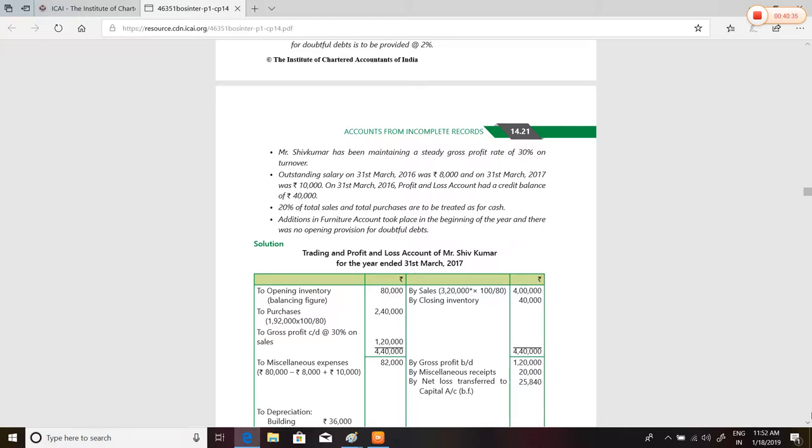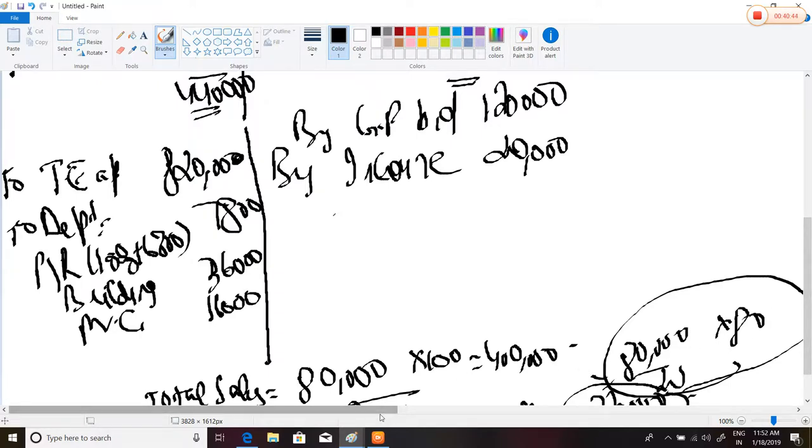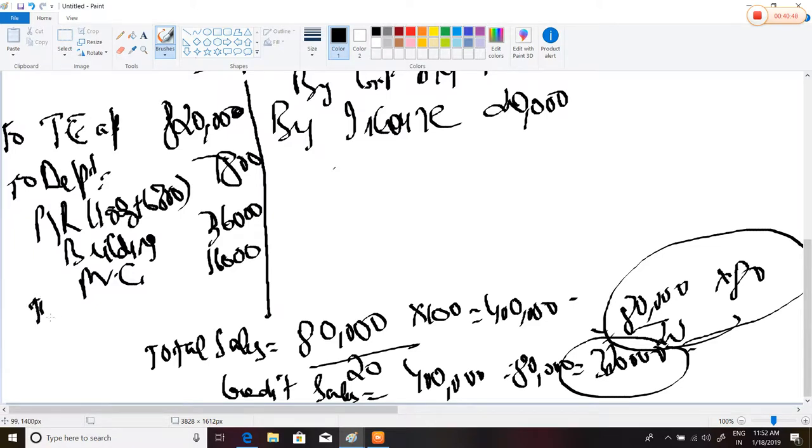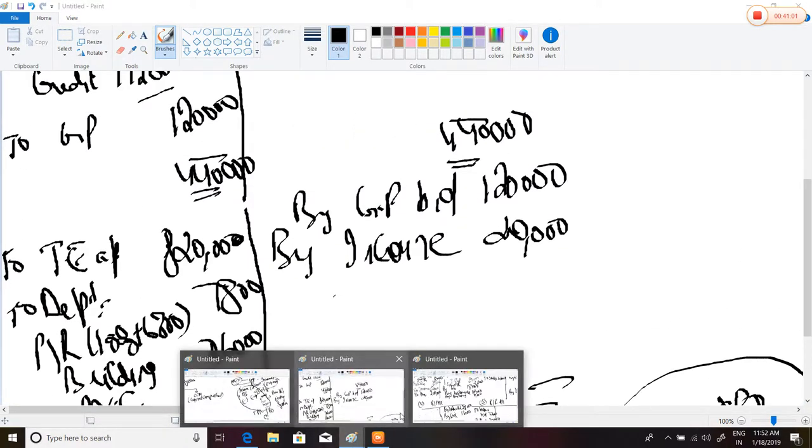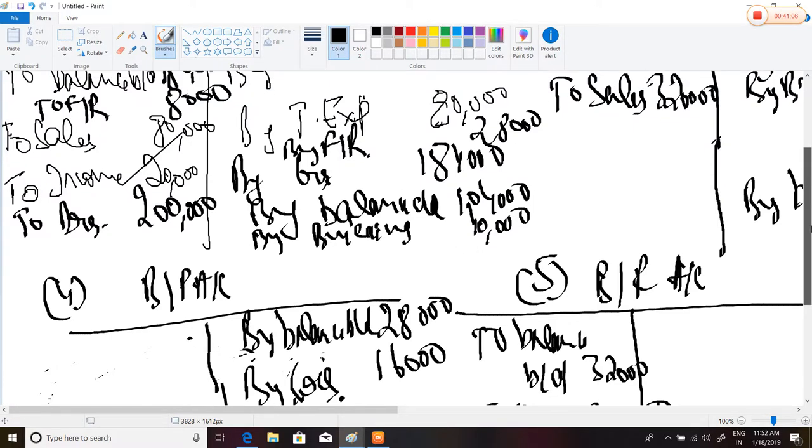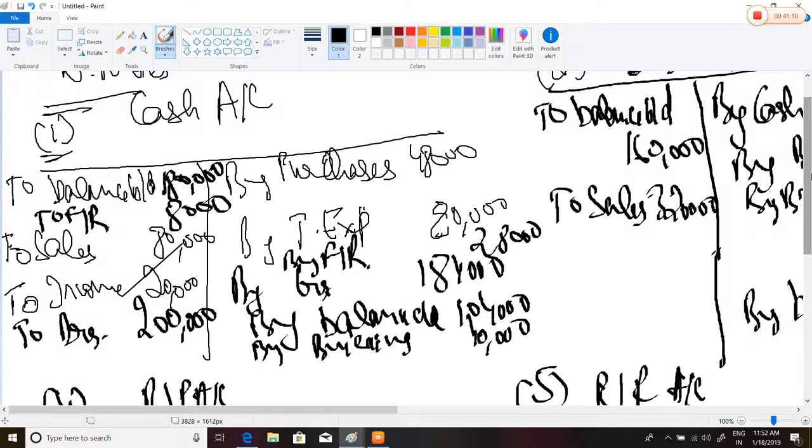The question is solved now. We have to just close the accounts. Now let's see. We have to close the accounts now, for provision for bad debts and for net profit or net loss. Let's see. Cash account. I think the cash account is closed. 1,80,000 plus 8,000 plus 80,000 plus 20,000 plus 2 lakh minus 48,000 minus 80,000 minus 28,000 minus 1,84,000 minus 1,04,000, 40,000. Some amount is coming. Let's see further.